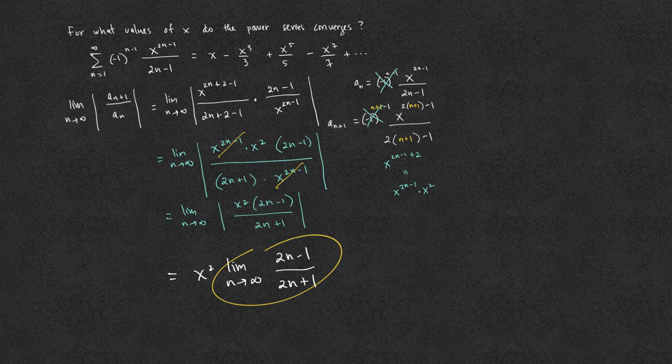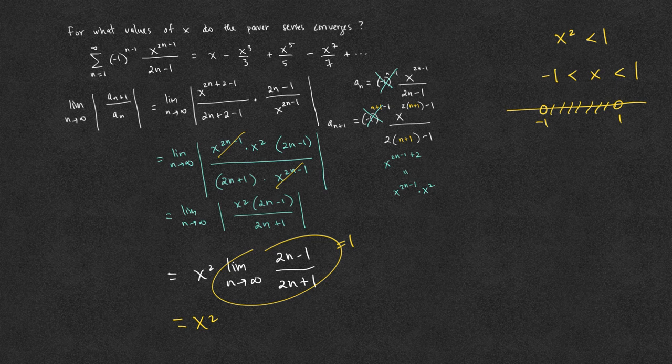This limit is 1 because 2n over 2n is 1, so we end up with x squared. X squared is the limit of the expression in the ratio test. For the series to converge, we would need this limit to be less than 1. But if x squared is less than 1, then we need to have -1 less than x less than 1. And so for any value inside the interval -1 to 1, the series converges.